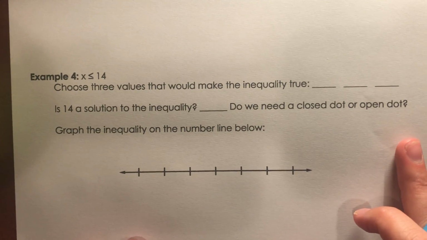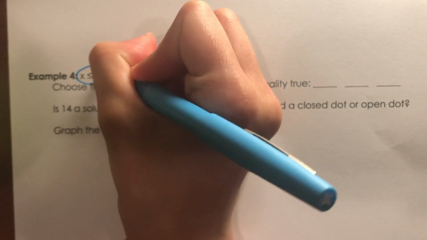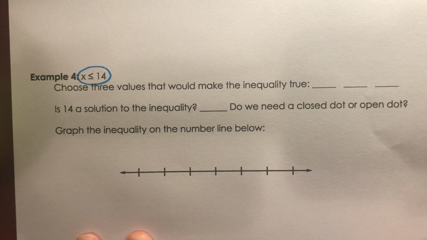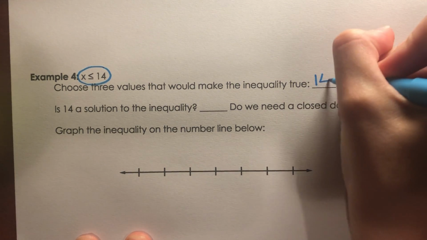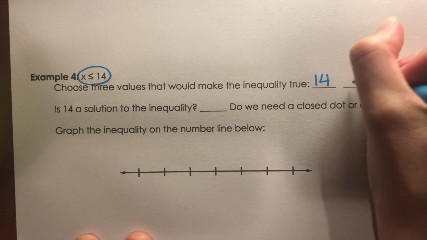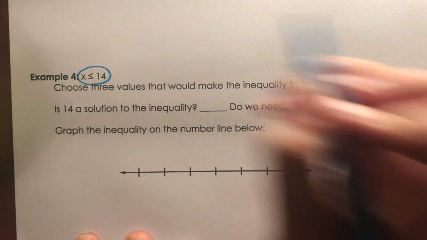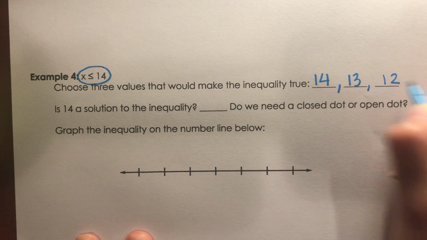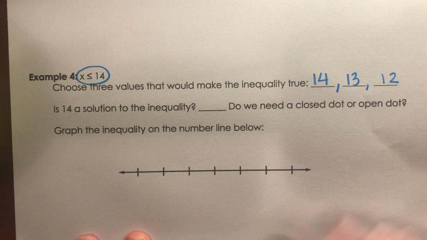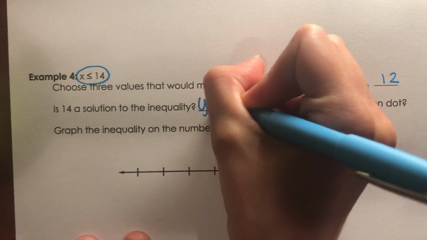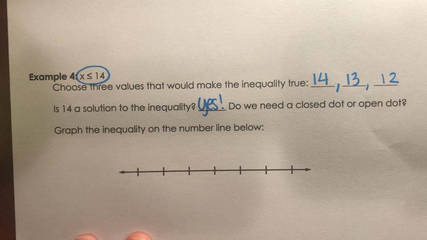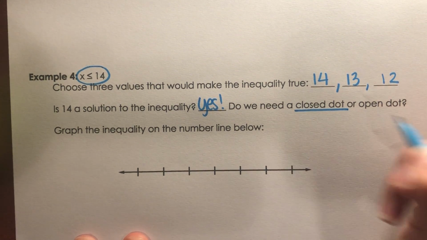And our last example, x is less than or equal to 14. So 3 values that would make this true is 14, 13, which is less than 14, and then 12, which is also less than 14. 14 is a solution to this inequality, and we are going to use a closed dot.